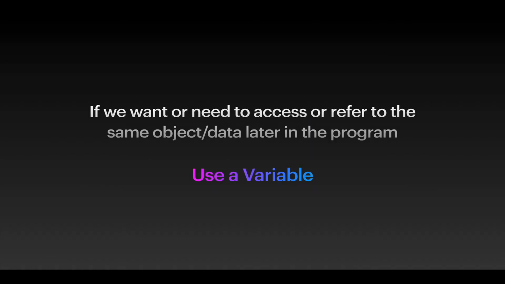So if we want or need to access it, use a variable. A general concept to follow in programming is if you are going to refer to something or need to access it more than one time, store that reference as a variable so that it allows you greater control over your program.